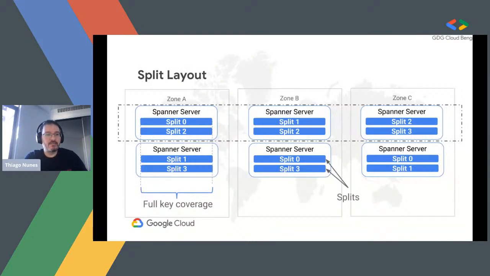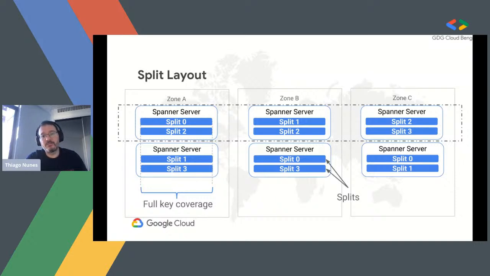Now let's map these splits into the single region configuration that we had before. So what we're going to have is within zones A, B, and C, we're going to have a full key coverage here. So that means that A, B, and C are going to have all the splits, right, from 0 to 3. They just appear in a different order here, and we're going to see why soon, right? So what is important to notice here is that we have these span servers, and one split is assigned to exactly one span server, while one span server can have multiple splits, right?